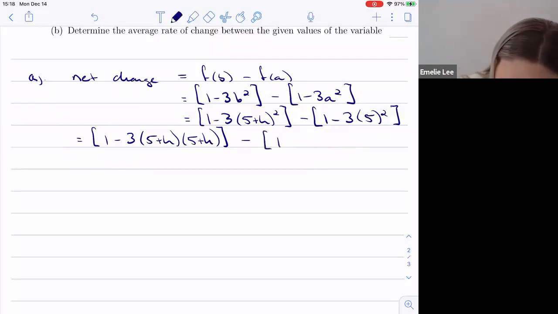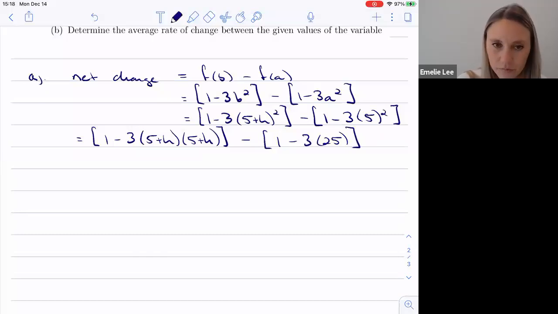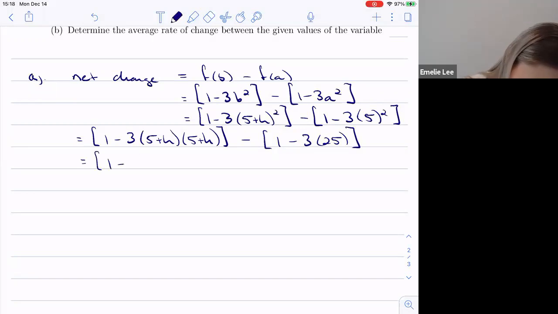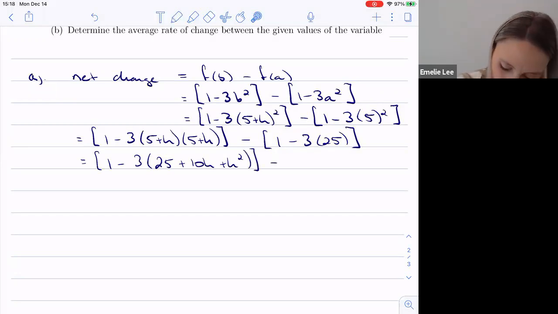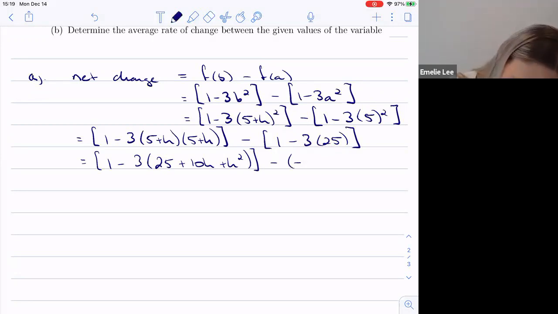So minus 1 minus 3 times 25, right? 5 squared is 25. All right. I get 1 minus 3 times 25 plus 5h is 10h plus h squared, minus, and now I've got 1 minus 3 times 25. So 1 minus 75 is negative 74. Okay.